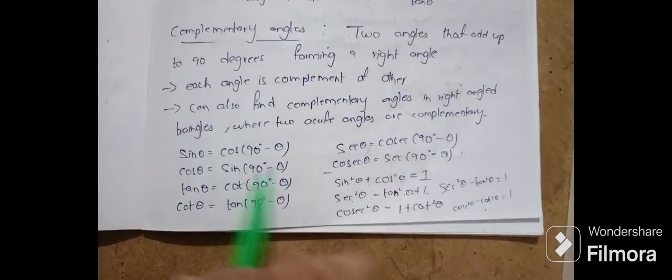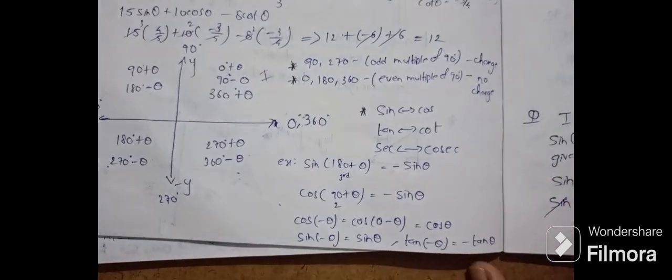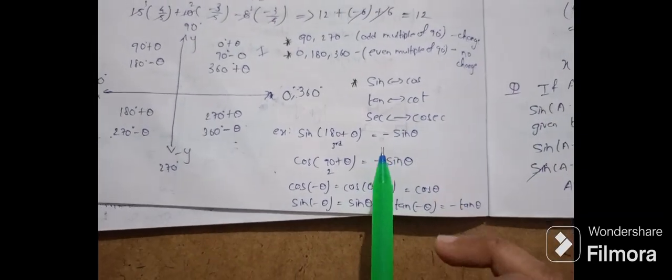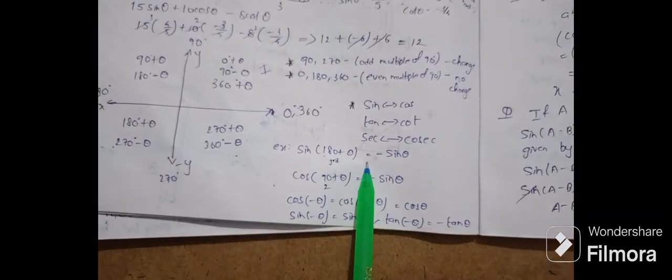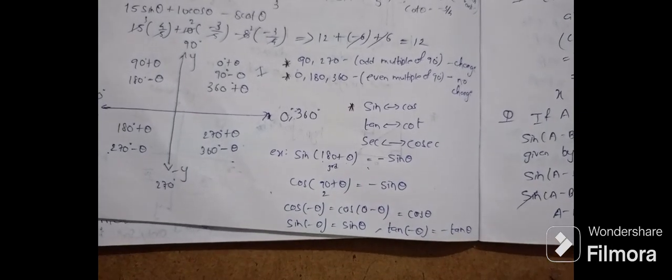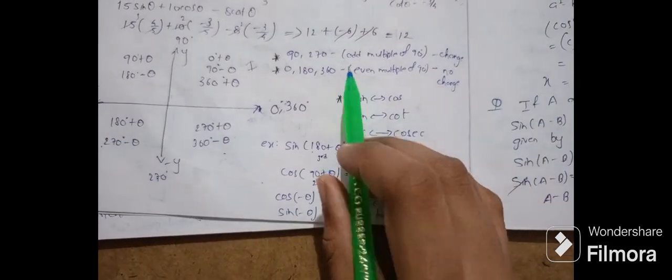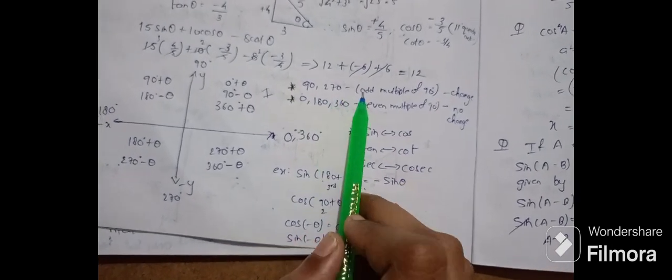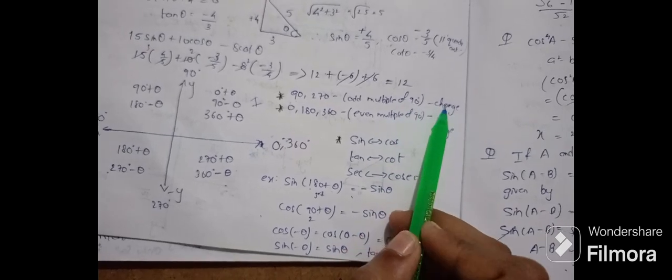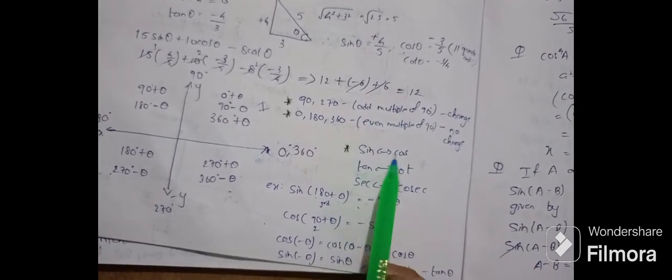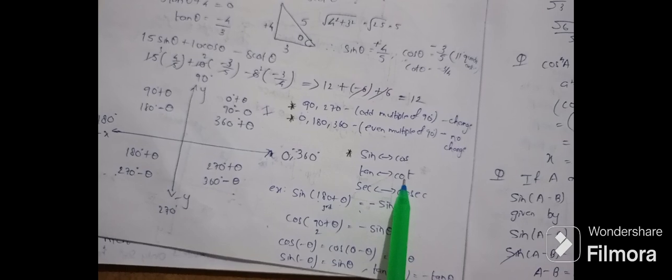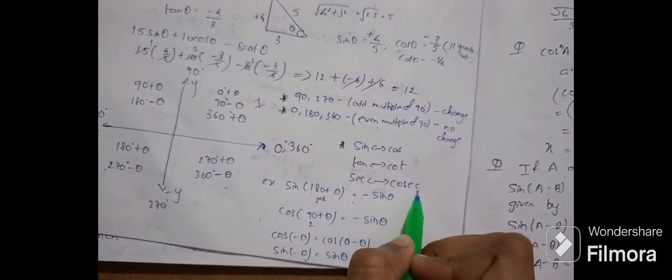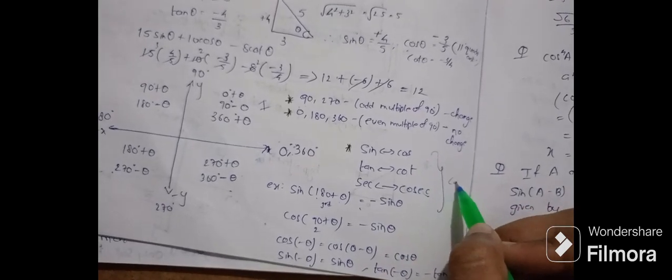And before, I told you about the complementary angles, right? These all will get into use here. So in a problem, if you get sine 180 plus theta, whether it will change or not, we'll get to know here. First we should understand this. If the angle is 90 degrees or 270 degrees, that is, odd multiples of 90, they will change. That means if sin theta is there, it will change to cos theta. If tan theta is there, it will change to cot theta. Or if secant theta is there, it will change to cosecant theta. This is all about complementary angles we have learned before.